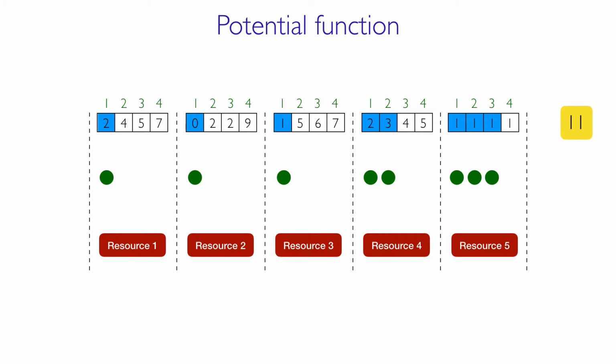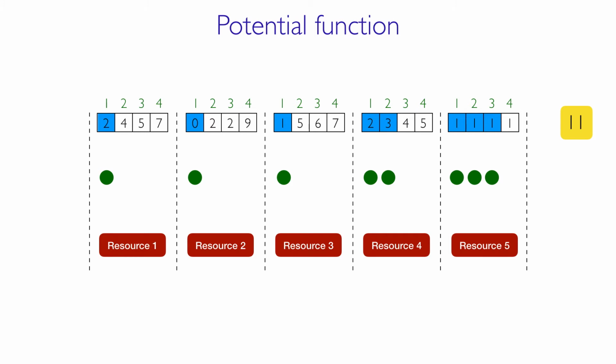Consider this example. For simplicity, assume that all the actions include only one resource. So we have one player selecting resource 1, one player selecting resource 2, one player selecting resource 3, two players selecting resource 4, and three players selecting resource 5.